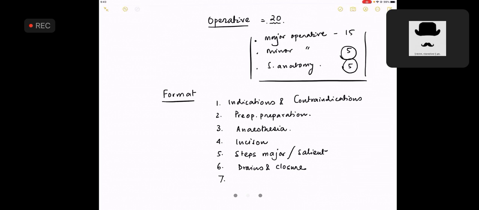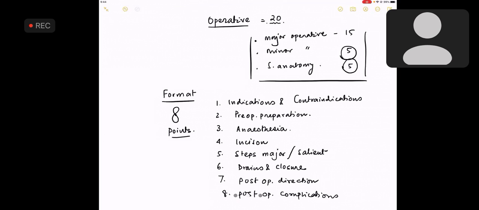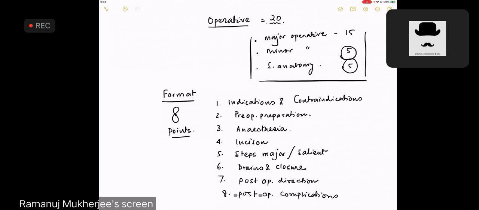Number 7 is post-operative direction. Number 8 is post-operative complications. So these are the 8 points that any operative procedure will have. If you have completed writing, please tell that to me. Then we'll proceed. Done, sir. Done? Wow, good. Just allow me a minute for everyone to complete the 8 points, and then we start with the first one.